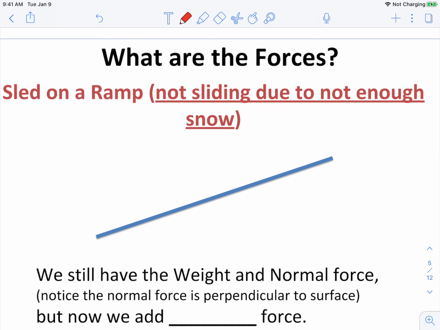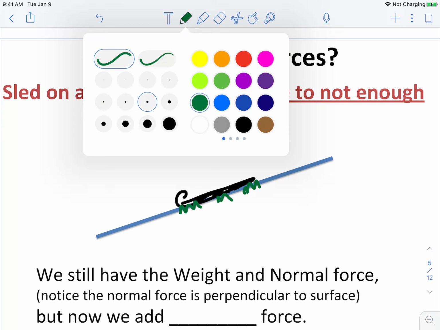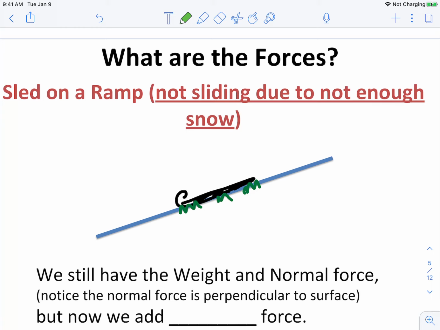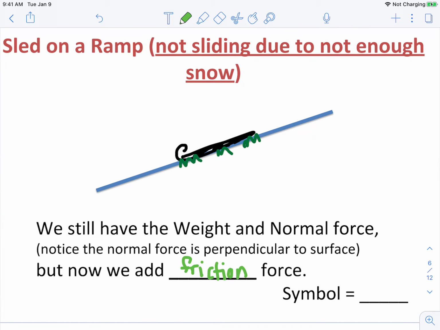All right, now we have another force that I'm going to introduce you to. You have a sled that is supposed to be going down the hill, but it is not going down the hill because there is not enough snow and it's kind of stuck on some patches of grass. What is that force that's acting on the sled? Well, that force is the friction force. You also need a surface for friction. Our symbol for friction is a script F, or a lowercase f.